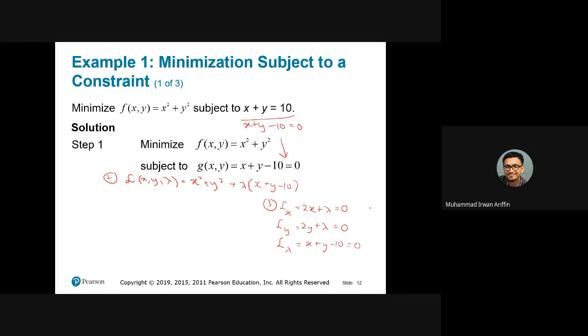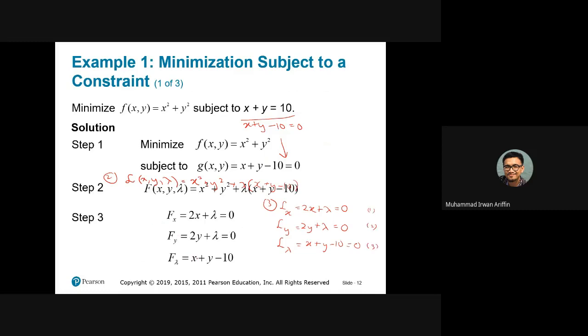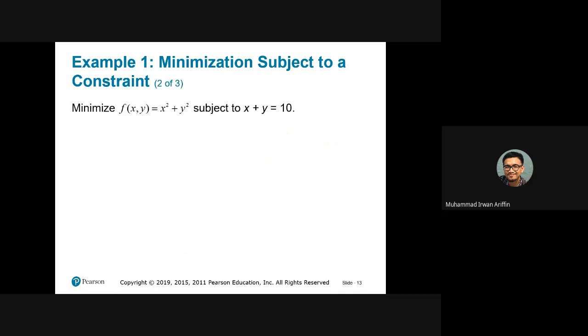Okay, so usually we're going to number these equations 1, 2, and 3, as you can see here. We have already got the information from step number 3. L sub x is 2x plus lambda equals 0. L sub y equals 2y plus lambda equals 0. L sub lambda equals x plus y minus 10 equals 0. So I'm going to number this equation 1, equation 2, equation 3.